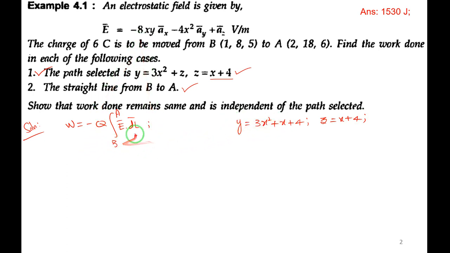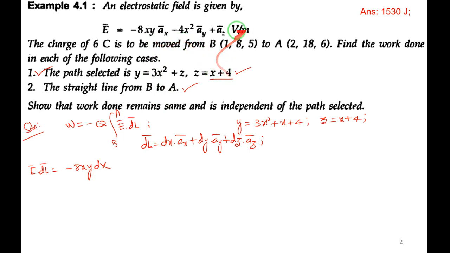E is given, then what is dl? In the rectangular coordinate system, the differential length dl is dx ax plus dy ay plus dz az. Take the dot product E dot dl first. Multiply the x component: minus 8xy dx. Next, the y component: minus 4x square dy. Then the z component: 1 into dz.